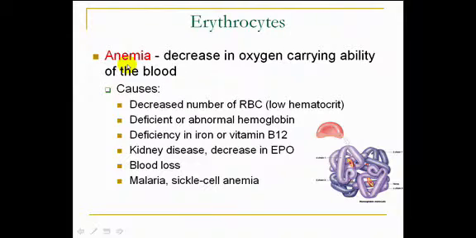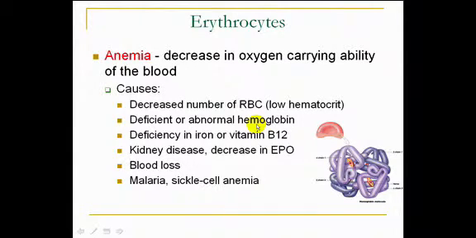There's over 100 different types of anemia depending on what's causing the decrease in oxygen capability. One of the main causes is you don't have enough red blood cells. We call that a low hematocrit. Another thing that can happen is you might have normal levels of red blood cells, but you're not producing enough hemoglobin to put into the red blood cells.